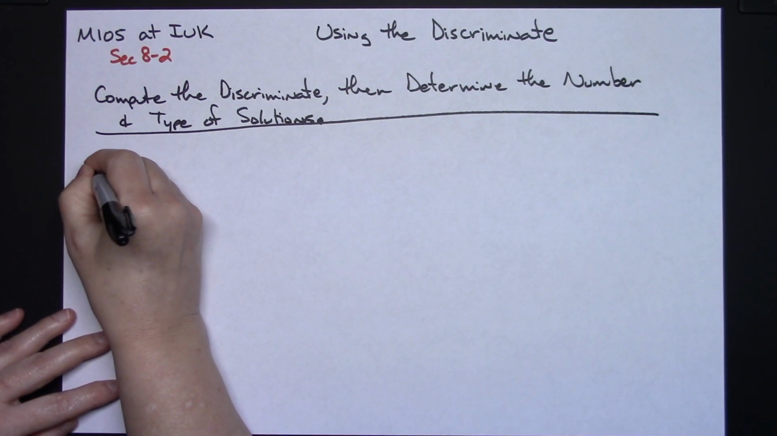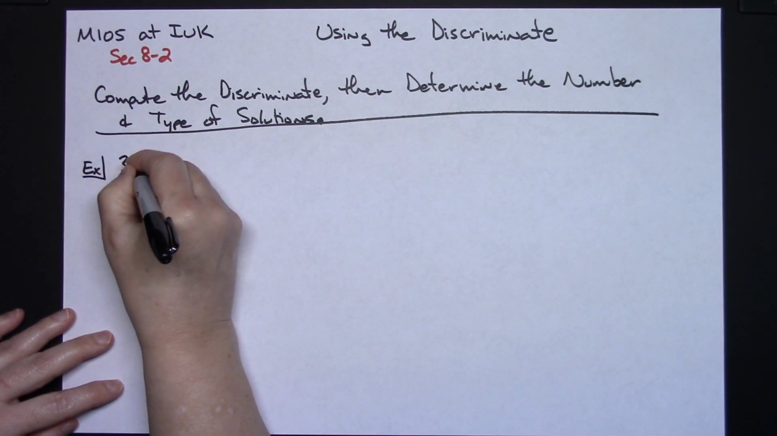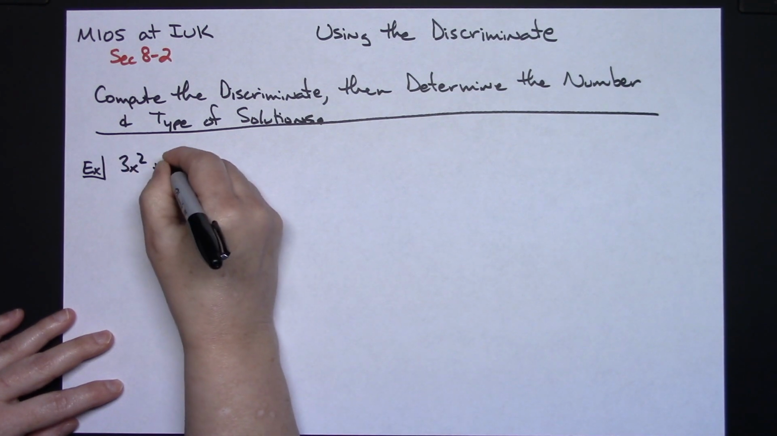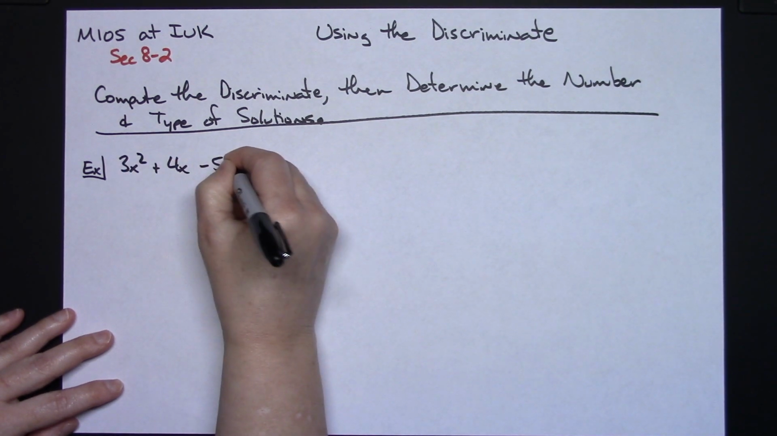Alright, so let's go through a couple of examples here. Let's suppose I had 3x squared plus 4x minus 5 equals 0.